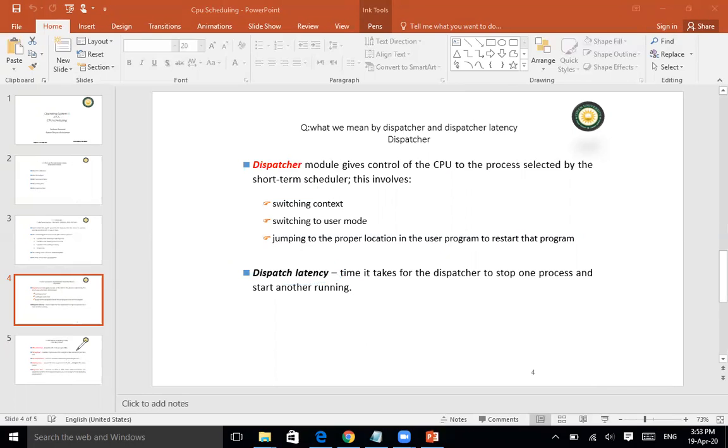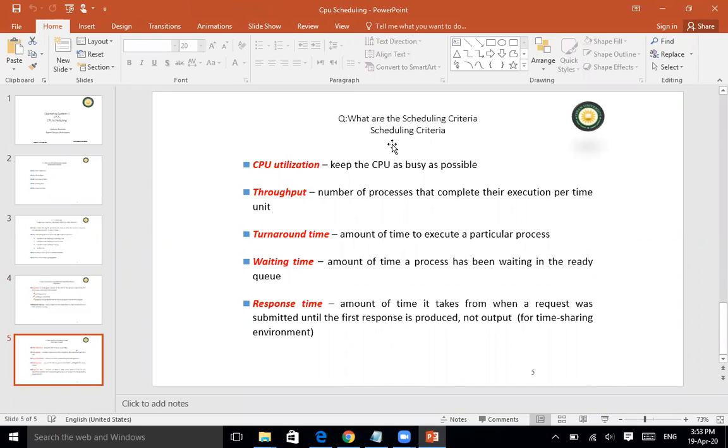Now, the next thing, or the last question here we have in this chapter, we are talking about the scheduling criteria. What are the scheduling criteria? So in the CPU scheduling chapter, we talk about scheduling criteria and how we are going to optimize those criteria. So first, the scheduling criteria, it is 5 points or 5 criteria.